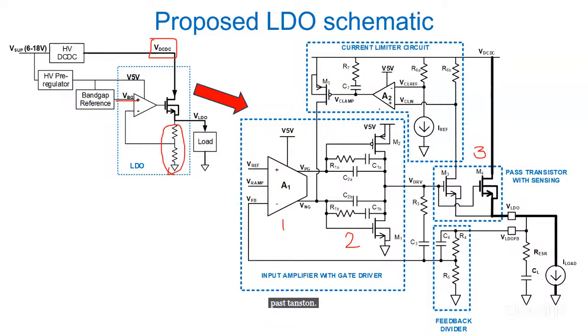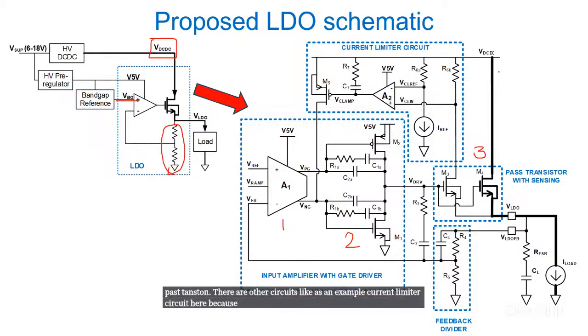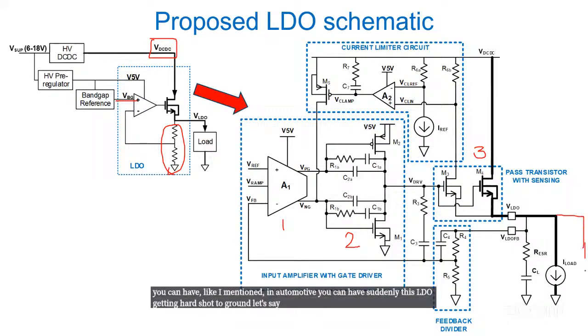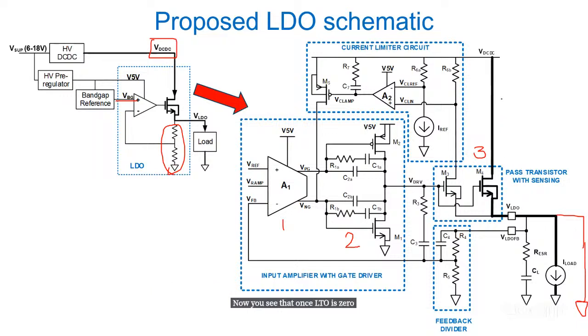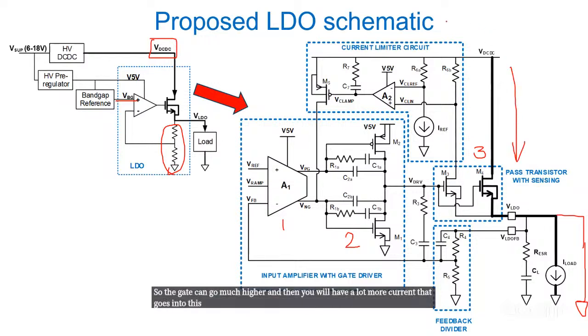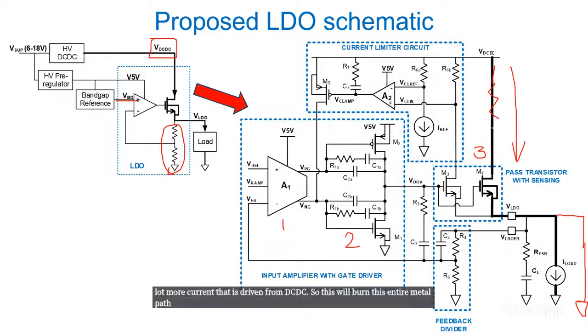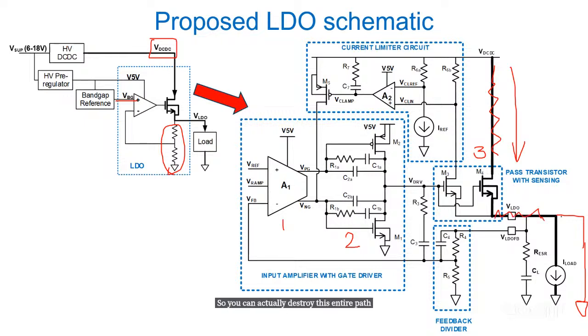There are other circuits, as an example a current limiter circuit here, because if you look at some of these high current LDOs, like I mentioned, in automotive you can suddenly have this LDO getting hard shorted to ground. Let's say there is a fault, and then suddenly the LDO output becomes ground. Now you see that once the LDO output is zero, your pass transistor is driven hard. So the gate can go much higher, and then a lot more current is driven from the DC-DC. This will burn this entire metal path. You can actually destroy this entire path if you suddenly have a fault.